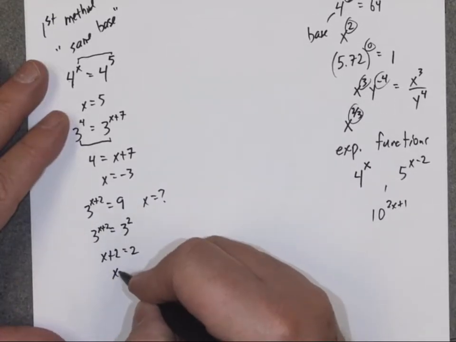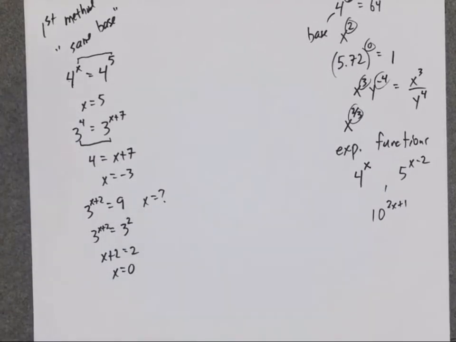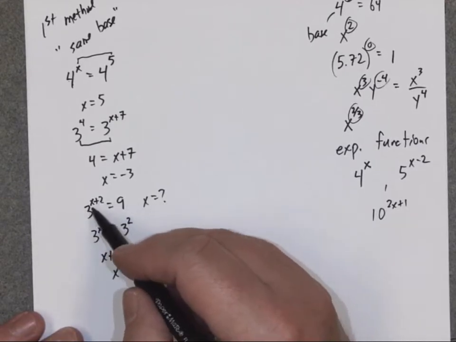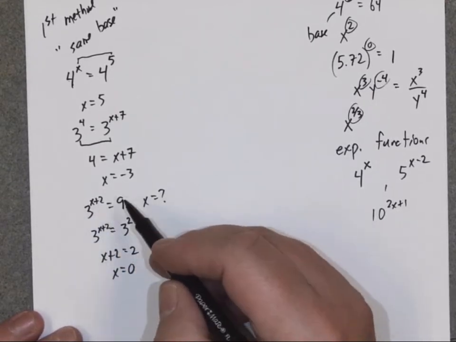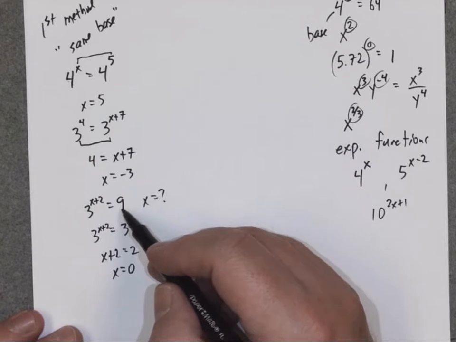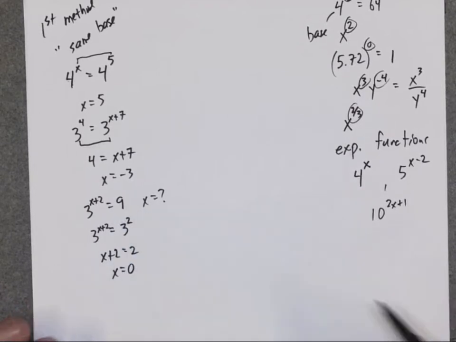In this case, I just made this problem up. X is 0. So the idea is, even when only one side's an exponent, you still look at the other side, and if you can convert that into an exponent with the same base, then you can solve it easily.